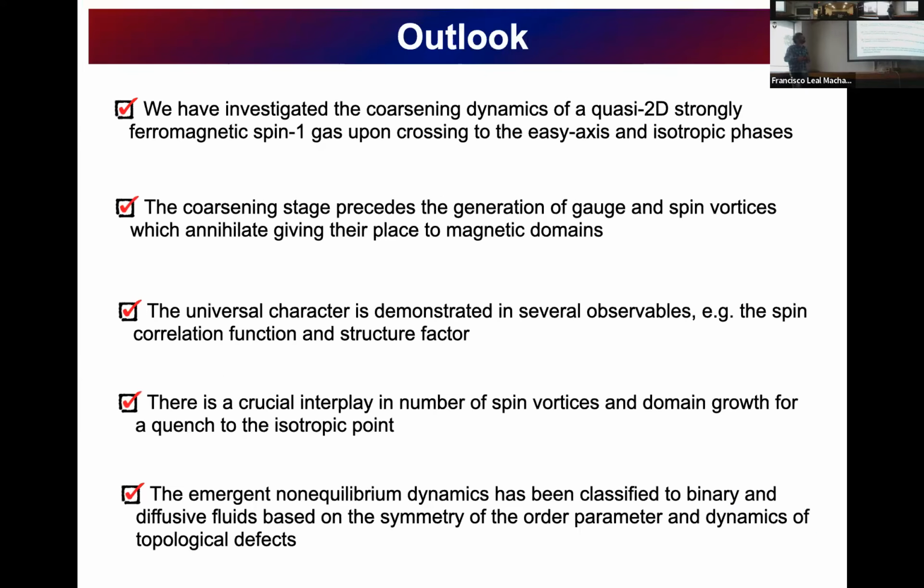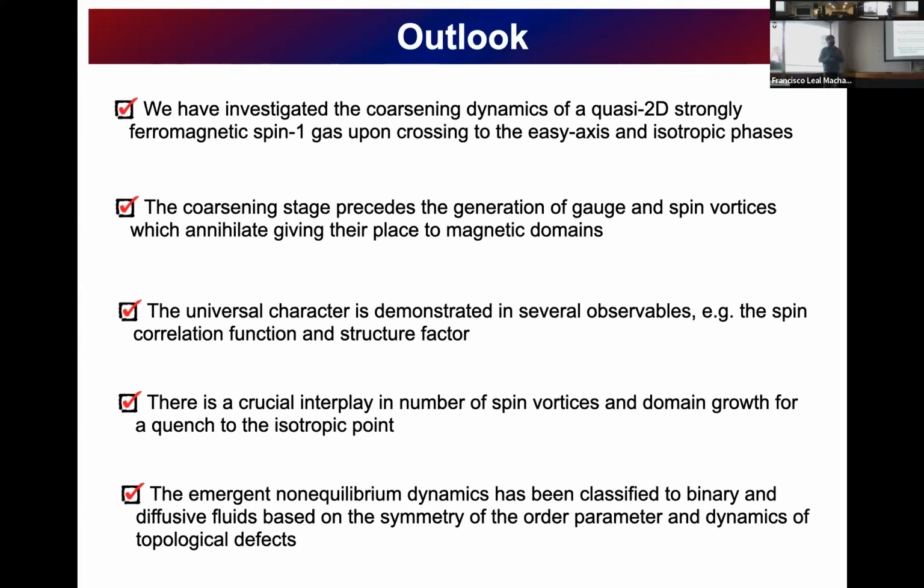So what we have done is to investigate the coarsening dynamics of the quasi-2D spinor gas of lithium atoms, which is strongly ferromagnetic, by dynamically crossing from the polar phase either to the easy axis or the spin isotropic point. We have identified the different stages of the dynamics and the topological defect formation, like gauge vortices in the easy axis and spin vortices in the isotropic point.